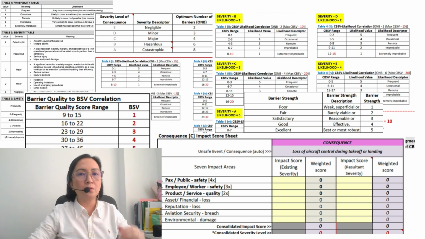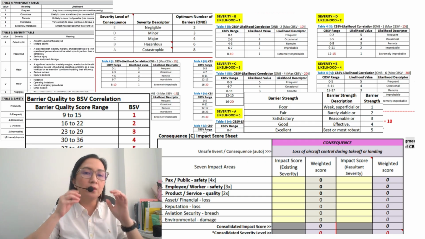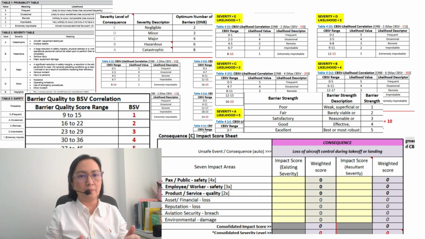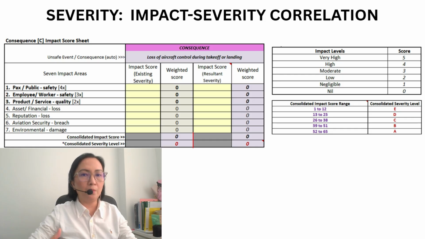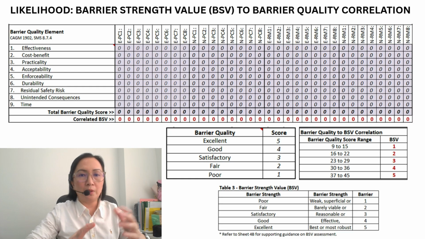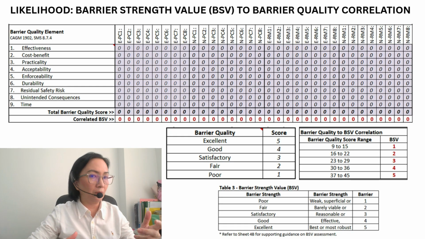Previously, we introduced several tables including some score sheets. Let's recap and begin with the severity section, specifically focusing on the impact-severity correlation. And here is the consequence impact score sheet, including impact level table and table of consolidated impact score to severity level correlation. Next, on the likelihood, the assessment of barriers, defenses is essential.